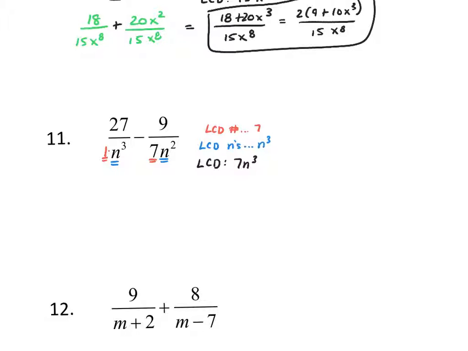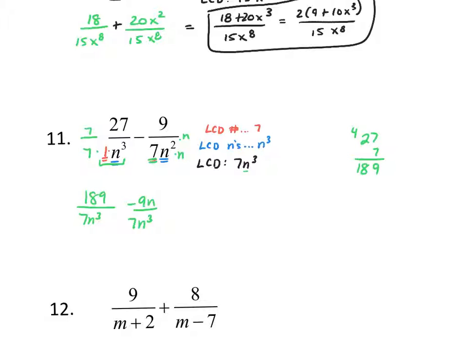In this case here, to make this 7n to the 3rd, I would just need to multiply it by 7. So if I multiply the bottom by 7, I need to do the top by 7. Now if you don't know what 7 times 27 is, just make sure you're doing your multiplication here. So 7 times 7 is 49. Carry the 4. 7 times 2 is 14. Plus 4 is 189. Now on the other side, it already has the 7. It just needs to get n to the 3rd. So I need to multiply the top and the bottom by n.